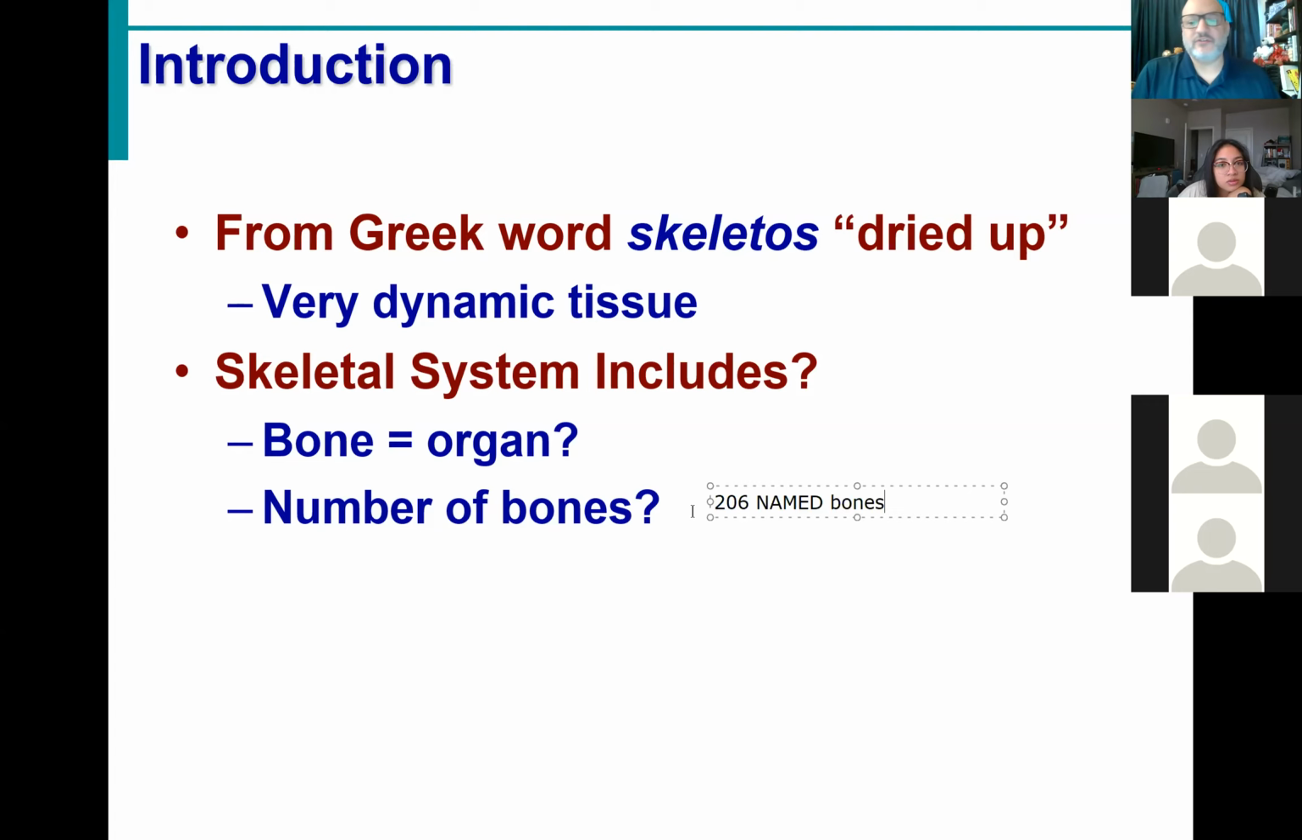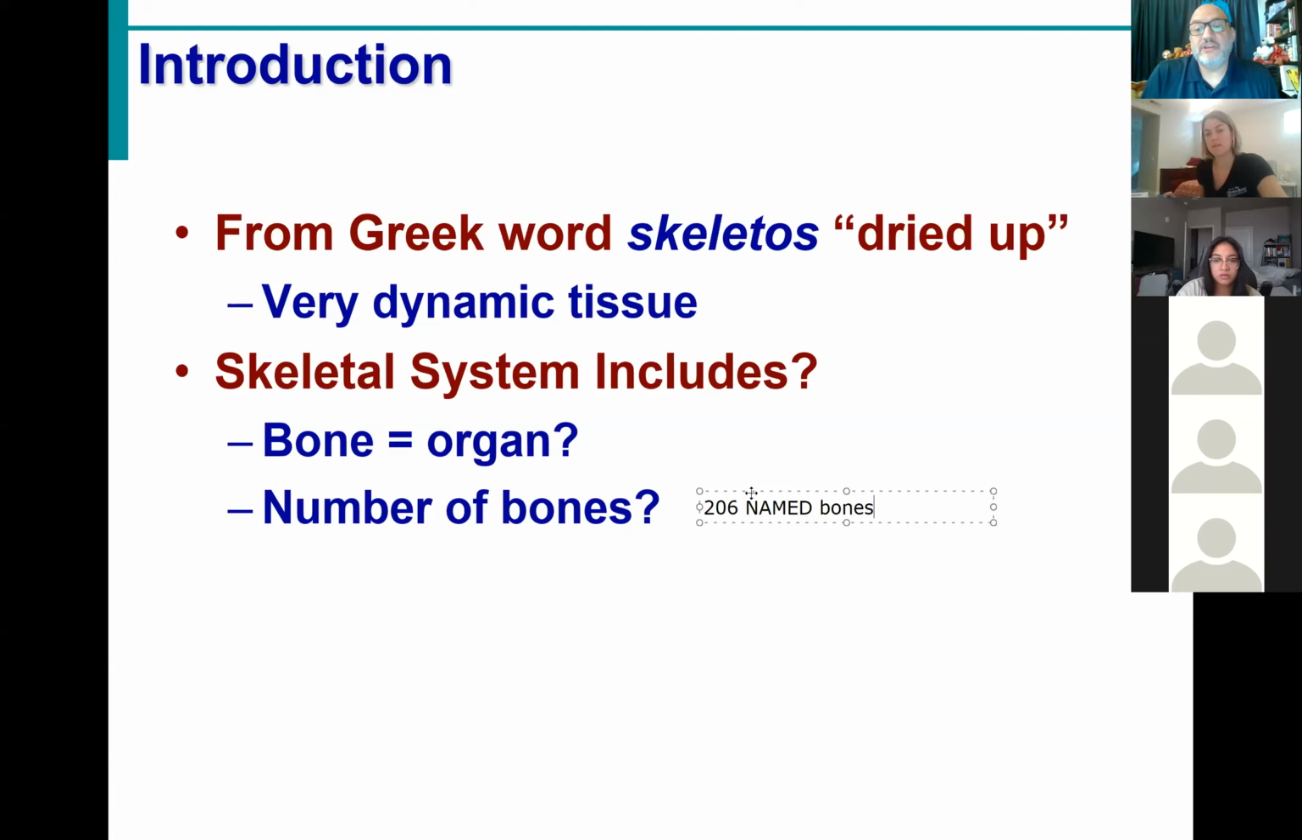And of course, how many of those 206 named bones are you going to need to know for this exam? All of them. All of them, absolutely. You need to know all of them. And if they are a paired bone, and what do I mean by a paired bone? Left and right. Yeah, if there's a left and right, if you have 2 of them, then you need to be able to distinguish left and right.